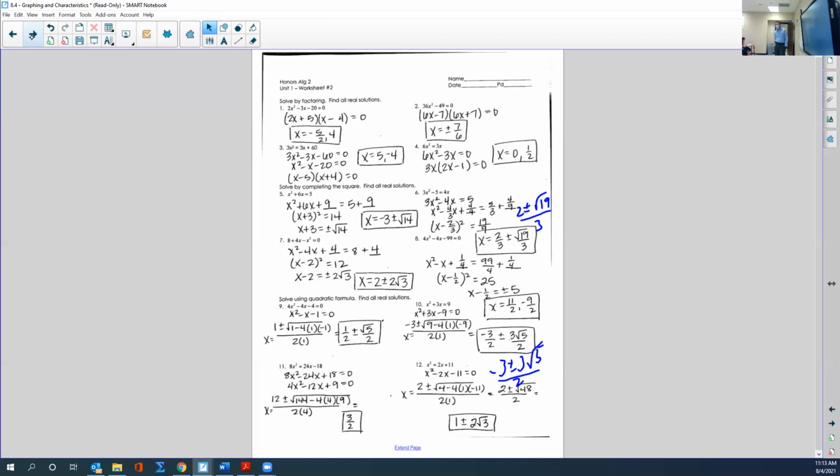Any questions on this page or anything you want to see worked out? I know there's another page to work, but anything on here first? Number 8, yeah.